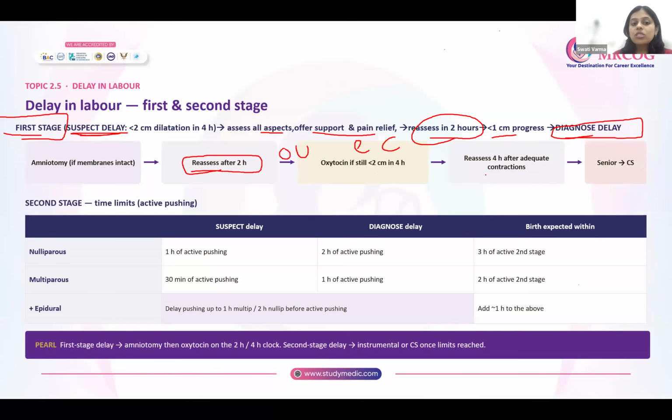So this is regarding the first stage, suspected delay, diagnosed delay, and what actions you have to take. If suppose the membranes are already ruptured and you are suspecting delay, then once you diagnose delay, immediately switch to oxytocin. Then this portion will be skipped, but the time duration will be the same.